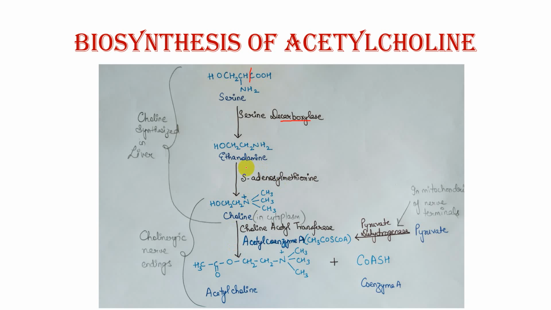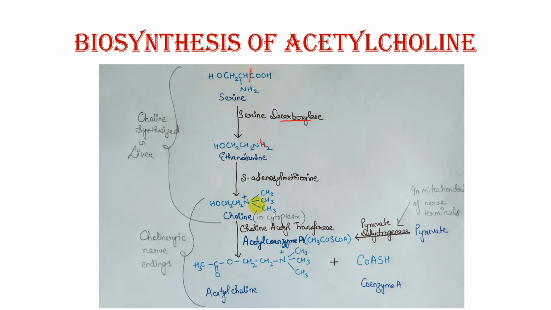Alright, so ethanolamine is converted into choline in the presence of the enzyme S-adenosylmethionine. As you can see in here, OH, then this CH2, then this CH2 and this nitrogen. Okay, this NH2 group, what will happen? The two hydrogens will be removed and 2 methyl groups and one more methyl group will be here, and this will become plus. Alright, nitrogen is now having 1, 2, 3 and 4 valencies, right?